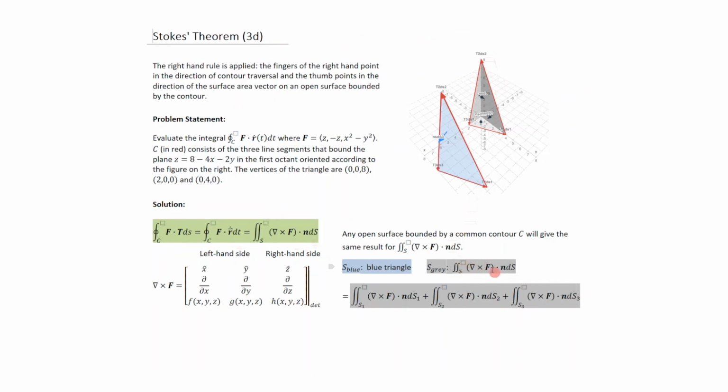The surface integral of curl f dot n dS over the gray surface would represent the sum of three discrete surfaces. One here, and one here. So you can either do it this way, or you can just do it assuming the blue triangle. You just need to compute the curl. The curl would take on this form. You're just taking the determinant of this to determine what the curl of the vector field is. So this is, in a nutshell, how to apply Stokes theorem.